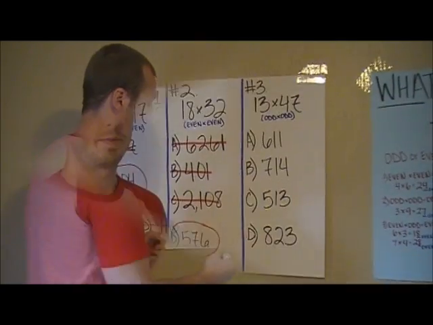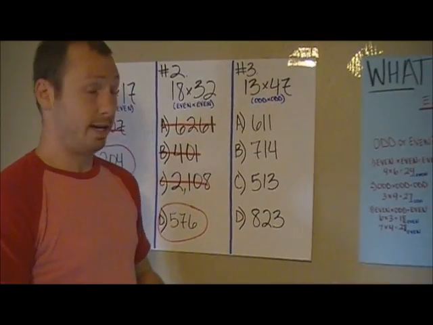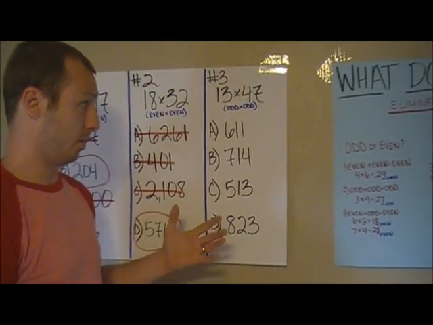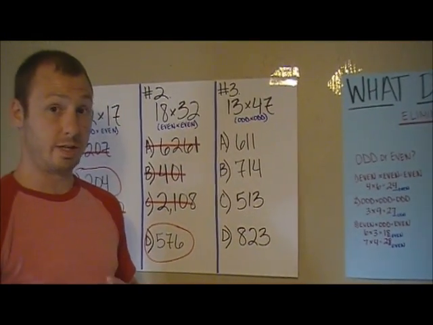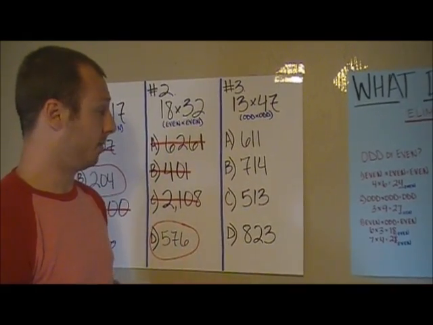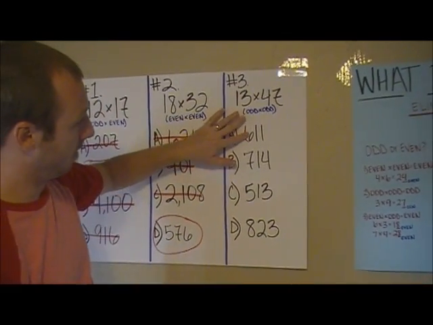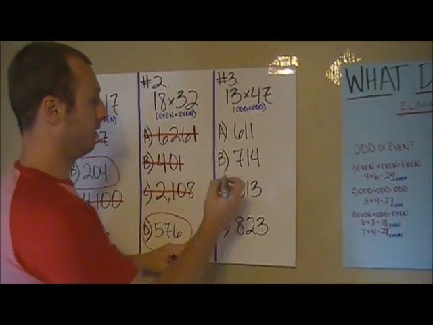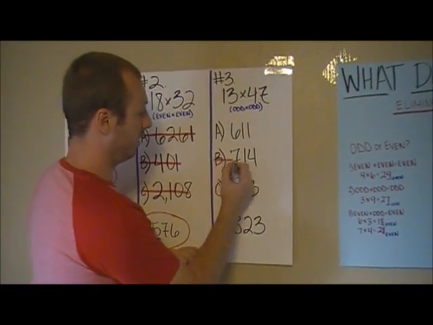The last problem we're going to work today is 13 times 47, and we know that both of these numbers are odd, which is going to give us an odd answer. And using that elimination process, we can see that we have an odd, an even, an odd, and an odd. So we can eliminate B, because our answer will be odd.